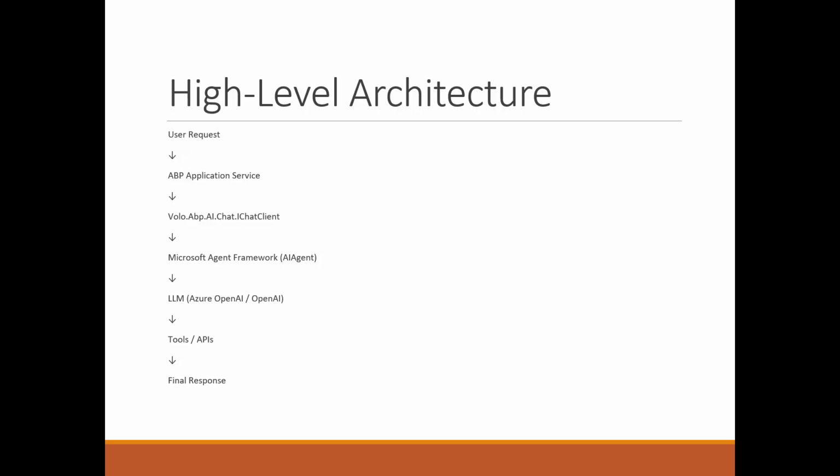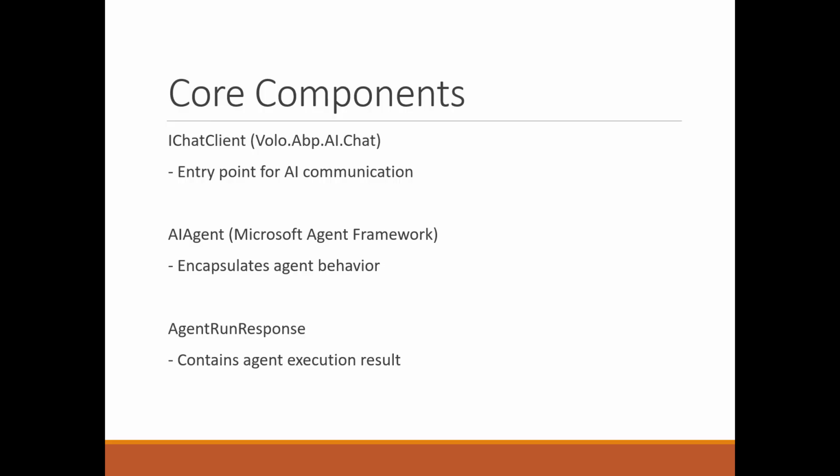So the user needs to have just the prompt, and the rest of the things will be done by ABP.io. So the key components, I would say, I wanted to elaborate on them as well. The IChatClient, that will be Volo.Abp.AI.Chat. That is the main key player, I would say, the entry point.